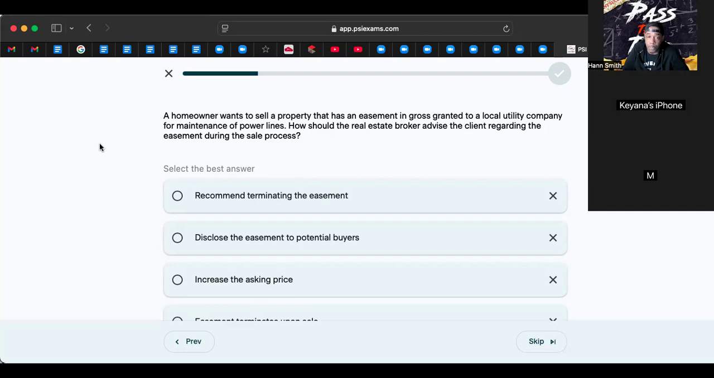It says a homeowner wants to sell a property that has an easement in gross granted to a local utility company for maintenance of power lines. How should the real estate broker advise the client regarding the easement during the sales process?